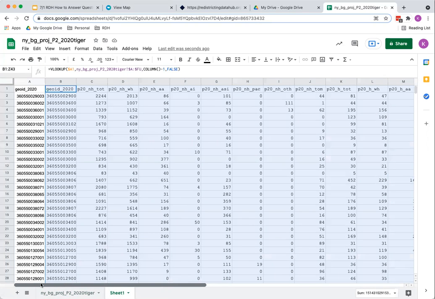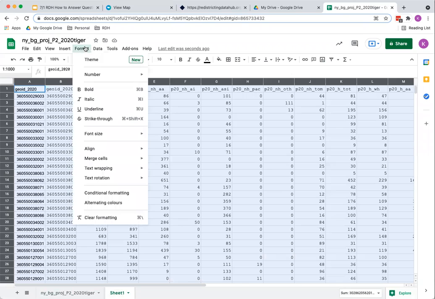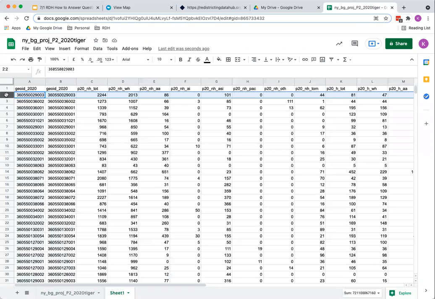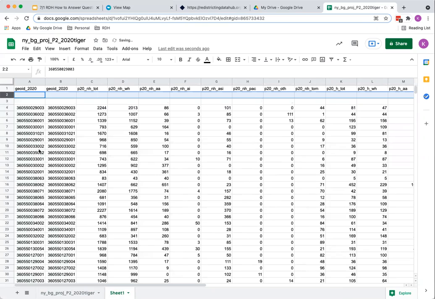And voila, we have the population projection information for only these 42 block group IDs extracted from this tab and placed here. Cool. So one or two other quick cleaning up formatting things before we actually answer some questions. Just to make it look nice, I am going to clear the formatting so that everything looks the same. That's just a personal preference of mine. It's not necessary. I'm also going to add 2 empty columns up here.